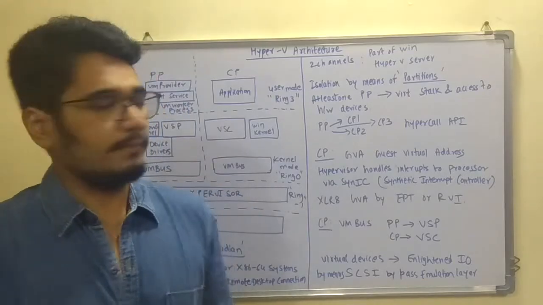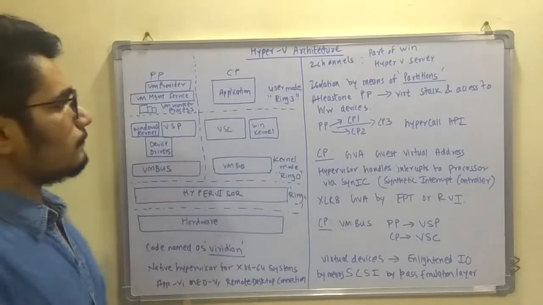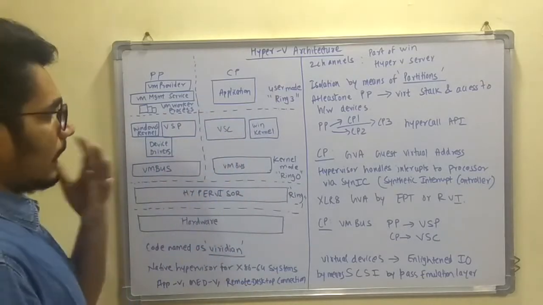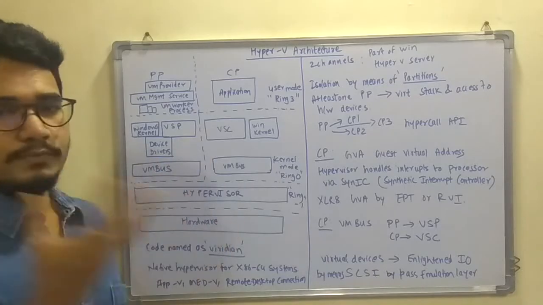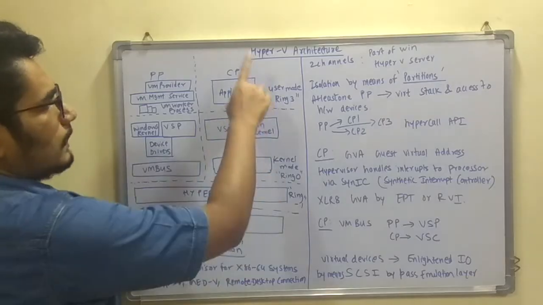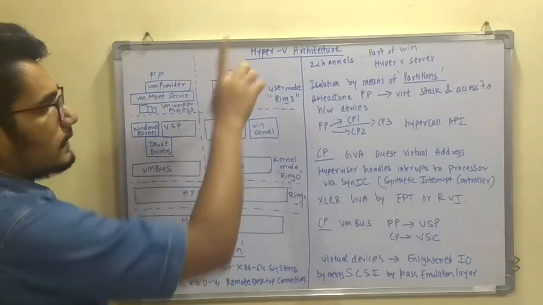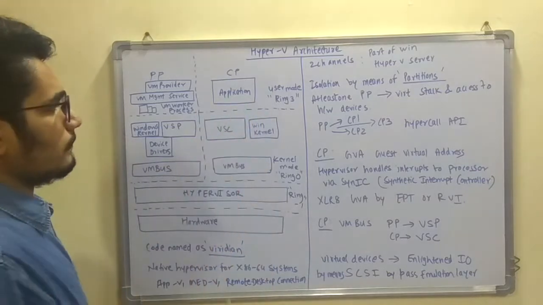So let's get started. First of all, this is the overall architecture for Hyper-V. Hyper-V is a part of Microsoft Windows Server. It is used for virtualization. This hypervisor is abbreviated as Hyper-V for Microsoft.